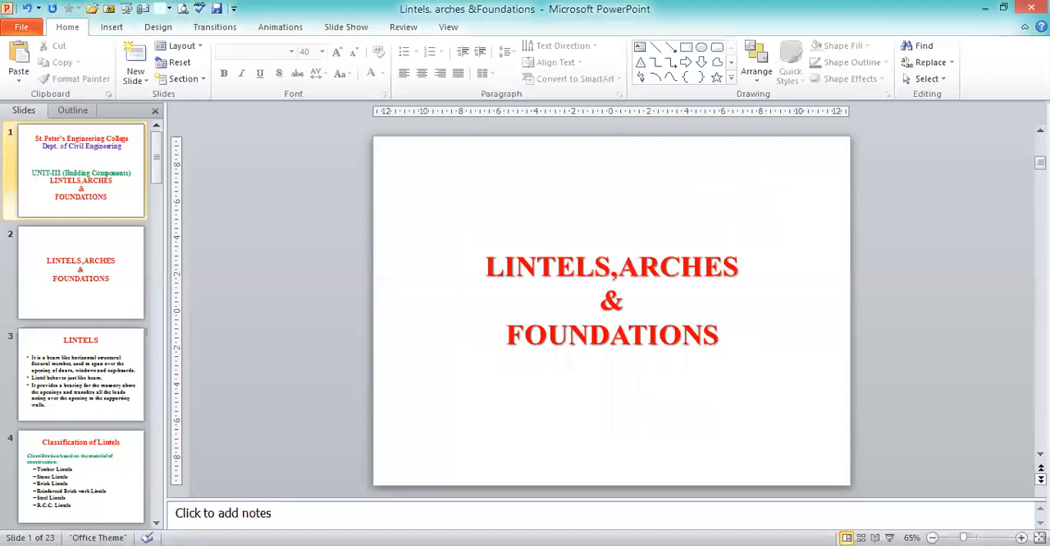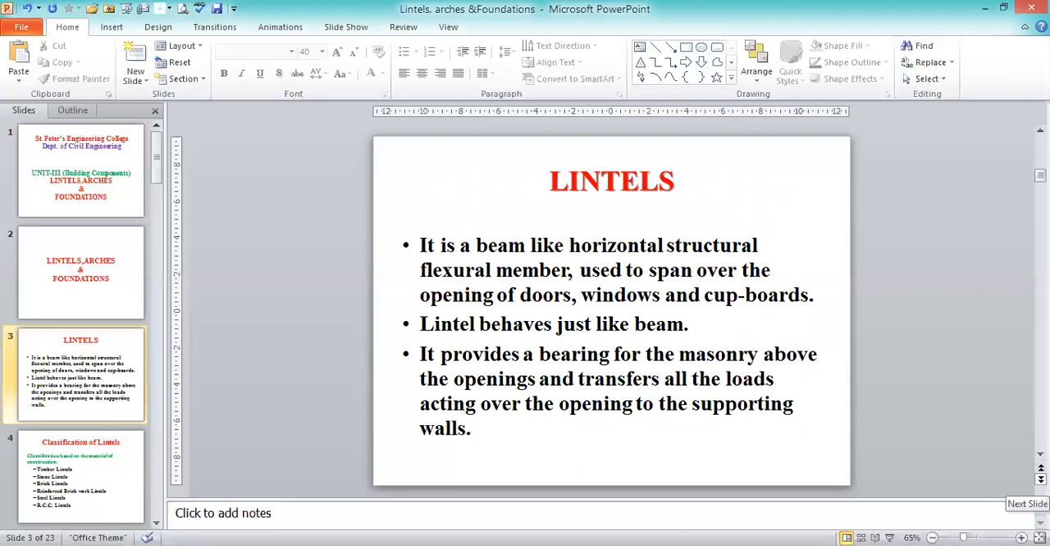A lintel is a beam-like horizontal structural flexural member used to span over the openings of doors, windows and all openings. This is the standard definition of the lintel. It provides bearing for the masonry above the openings and transfers all the loads acting over the opening to the supporting walls. The main function of the lintel is that.